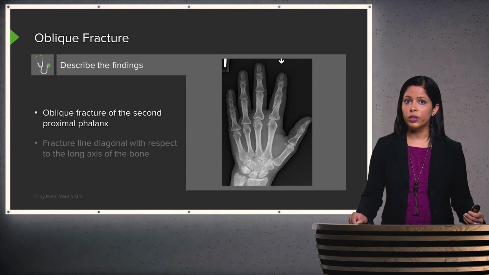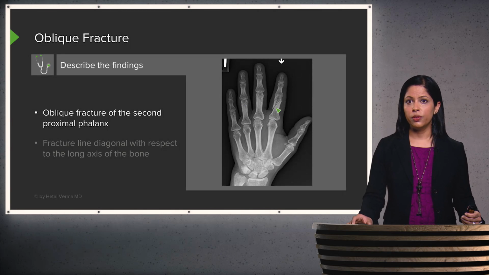So this is an example of an oblique fracture. It's an oblique fracture of the second proximal phalanx. You can see it right here. And the fracture line is diagonal with respect to the long axis of the bone.